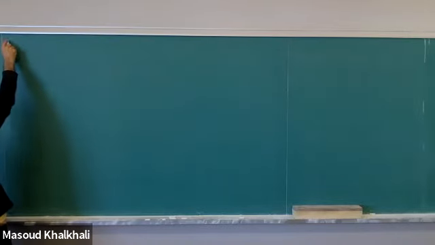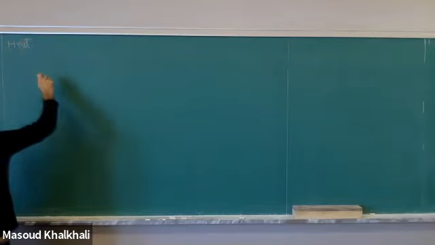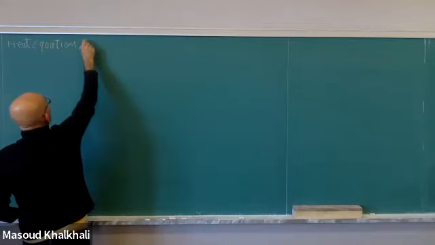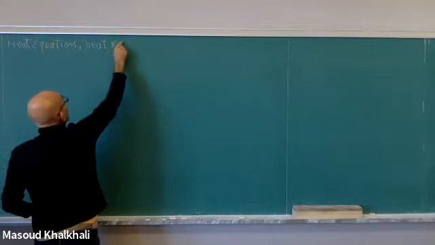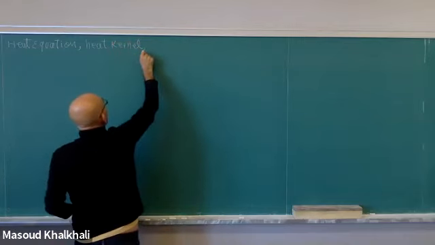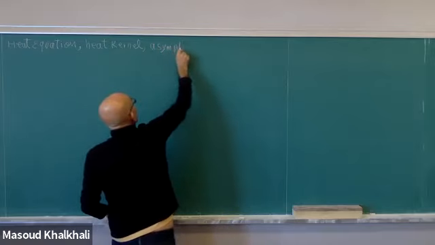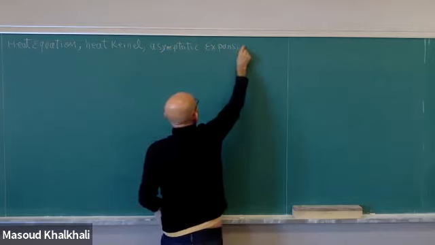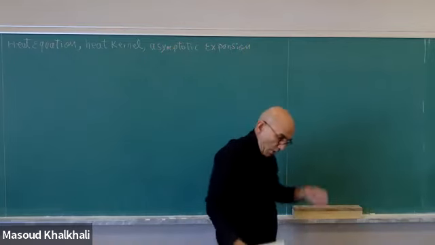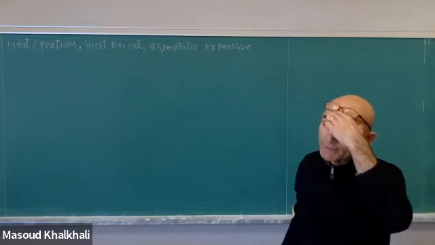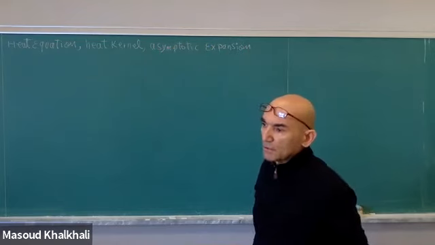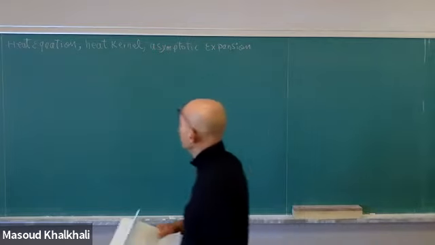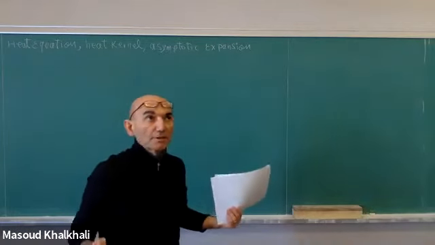So today we're going to start on the more analytic aspects: the heat equation, heat kernel, asymptotic expansion. This is one method to prove Weyl's law over manifolds. Of course, it was discovered much later than Weyl's original result, which was only for domains in Rn. This is for Riemannian manifolds, and Weyl's original proof does not extend to Riemannian manifolds.